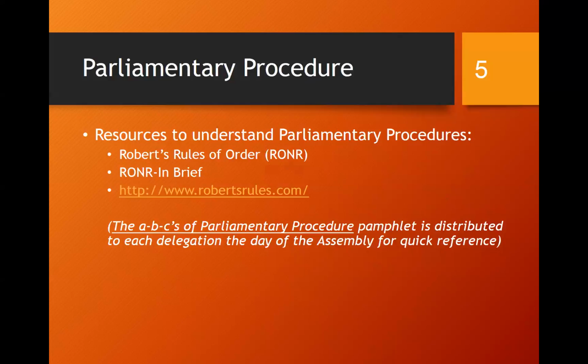Also, just remember, if you do want to see a motion go a certain way, you can ask questions of the parliamentarian, and you can try to find a way to use parliamentary procedure to actually get the motion to go the way that you want it to go, which may be, for example, stopping the debate on the motion in order to vote on it, tabling the discussion, tabling the motion to another time, or referring it to a committee or the board of directors so that they can work on it and bring it back at a later date.